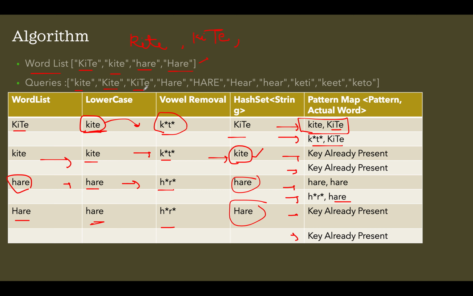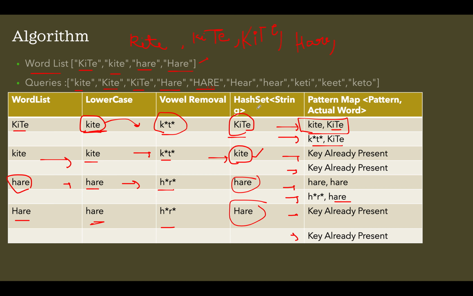Let's move on to the next iteration. We have capital K, I, capital T and E, and there is an exact match in the hash set, so that would be the answer: K, I, T, E. And let's move on to the next case. We have HARE, capital H, and there is an exact match, so that would be the answer. And next we have capital H, A, capital A, R and E.